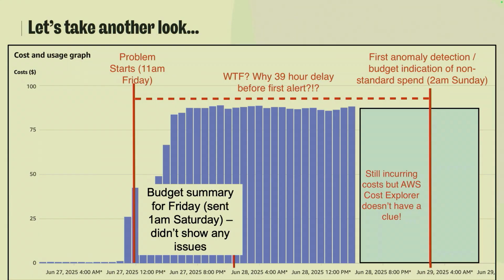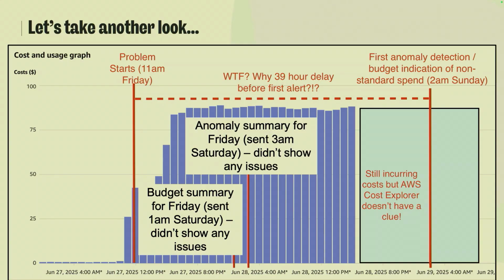When you look at it, the budget summary for Friday was received at 1 a.m. on Saturday and didn't show any problems. The anomaly alert was received at 3 a.m. on Saturday, and didn't show any problems either. Remember that delay in Cost Explorer? There's obviously a lag. It's analyzing data using Cost Explorer from a while ago, and that while ago was before the event started. And so that alert for Friday didn't actually show anything.